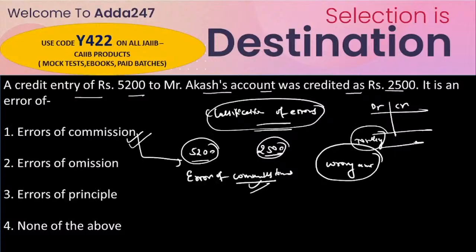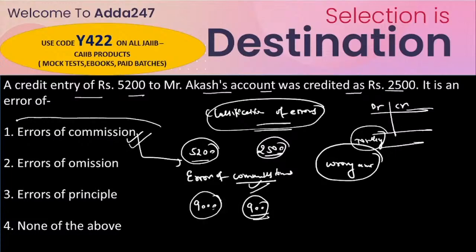Okay, so if the mistake has happened either in the debit side totaling or the credit side totaling, then it is also an error of commission. For example, suppose we have to post 9,000 rupees in an account, but by mistake we posted 900 rupees in that account. This type of error is known as the error of commission. That's it. So whenever you find an error, like the wrong side or the wrong amount, this type of error is known as an error of commission. I hope it is clear now.